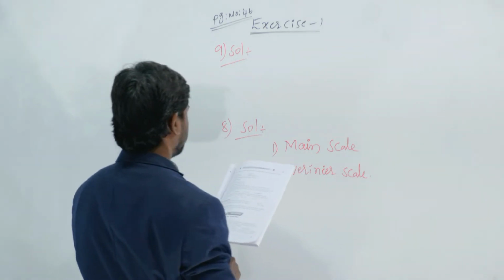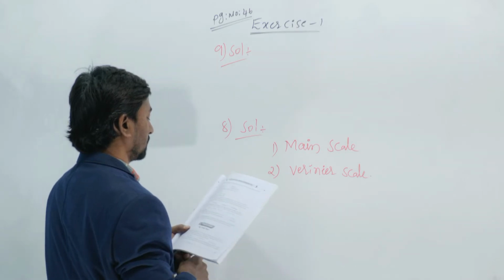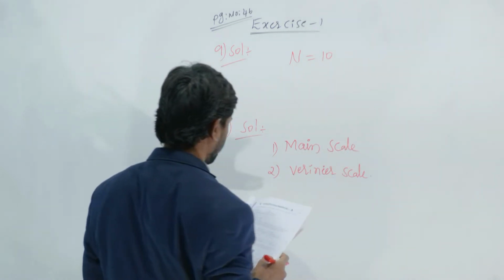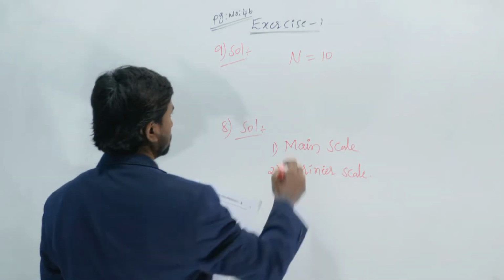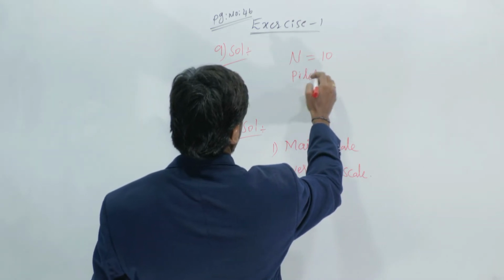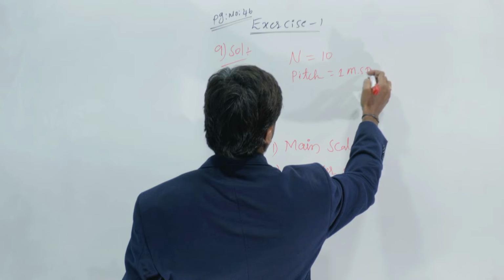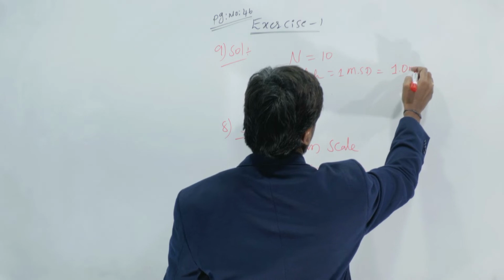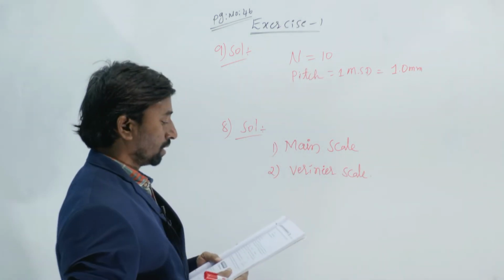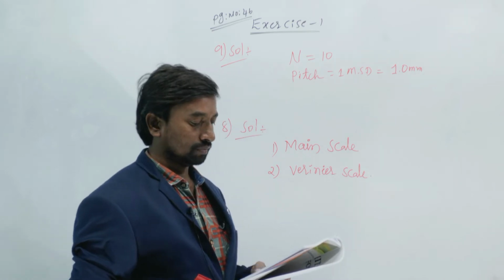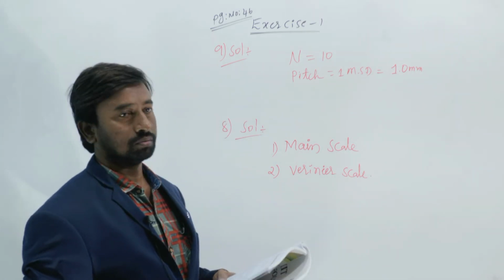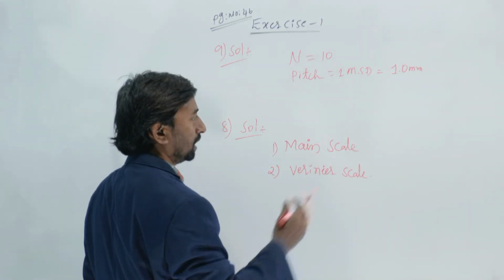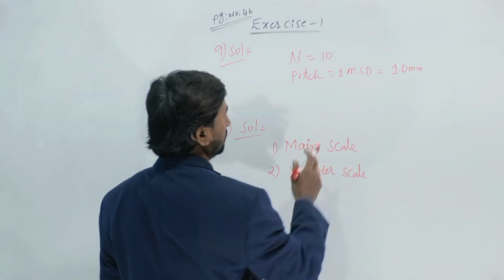First, they have given the vernier calipers has 10 divisions. So the number of divisions on the vernier scale, that is n, is 10. It slides over a main scale whose pitch is given here. Pitch is nothing but 1 MSD, that is equal to 1 millimeter, 1.0 mm. If the number of divisions on the left of the 0 of the vernier on the main scale is 4, so 4 divisions are there.